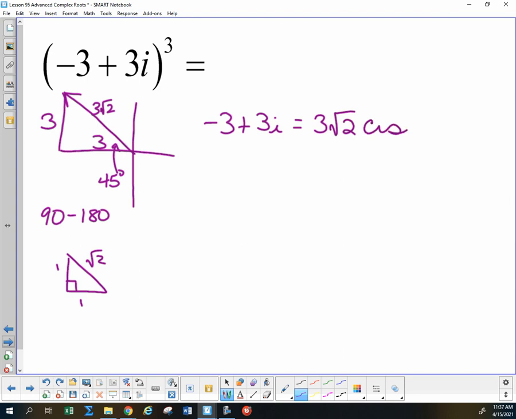My reference angle is 45. Do I put a 45 here? Emerson, what do I need? It needs to be 135 degrees. Is that my answer? I've done a lot of work already. Is that my answer? Sophia, why not?